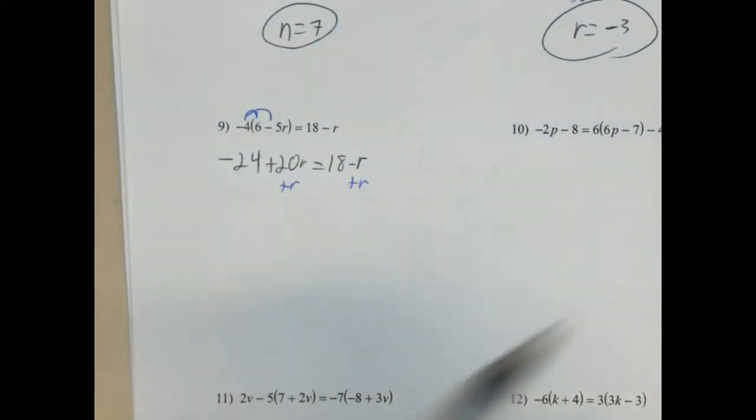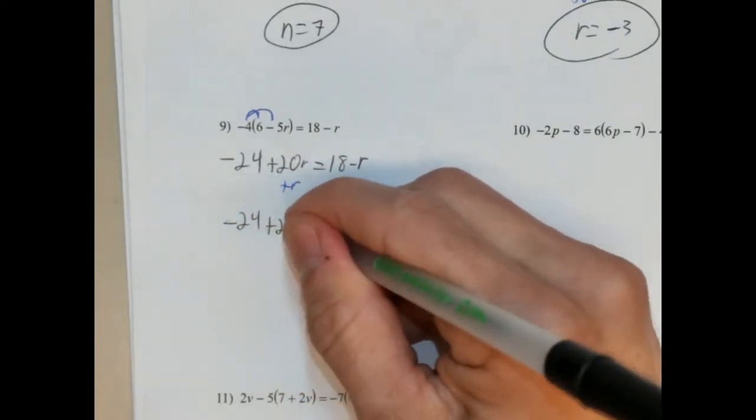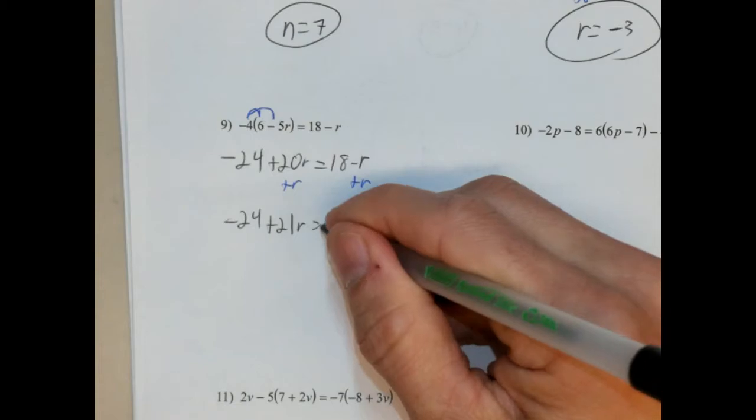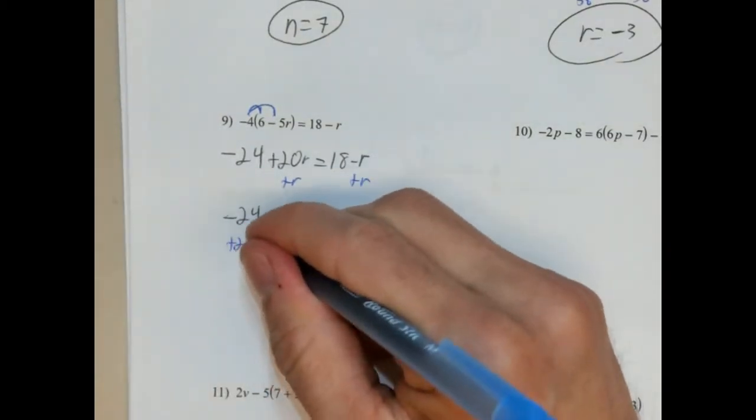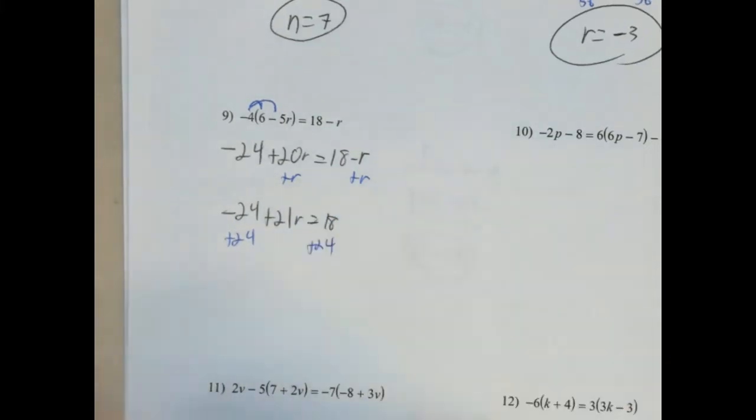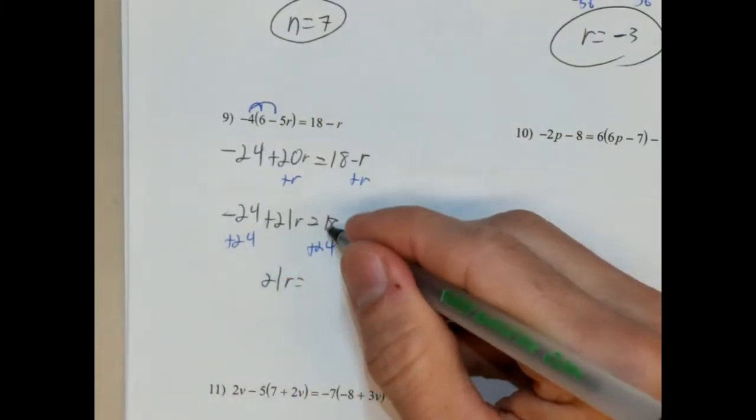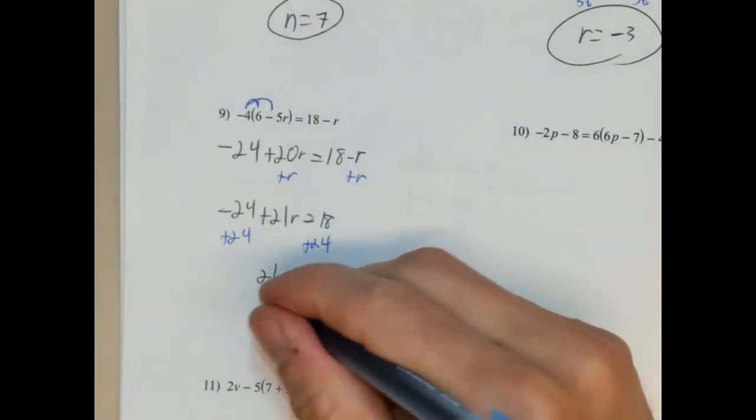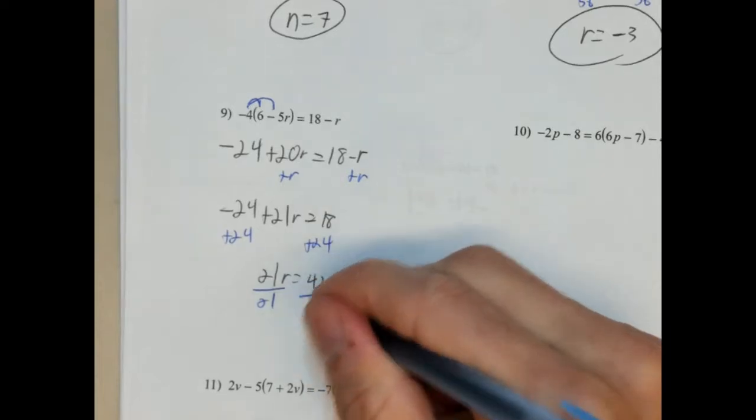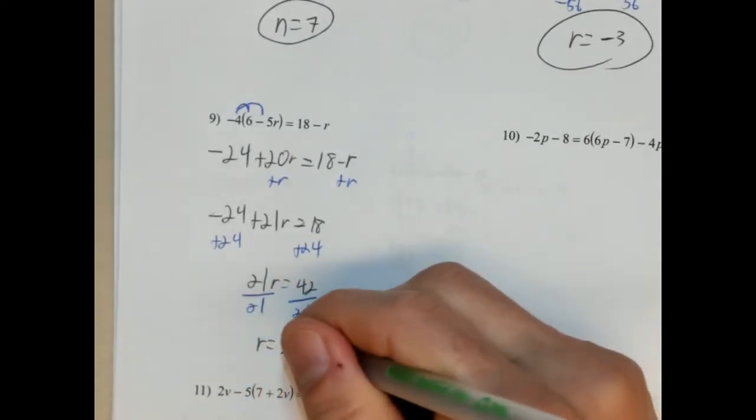So 20r plus 1r is 21r. So negative 24 plus 21r equals 18. We're going to add 24 to both sides. 21r equals, what, 42, I believe? Yeah, 42. And we're going to divide by the coefficient, which in this case is 21. So r will equal 2.